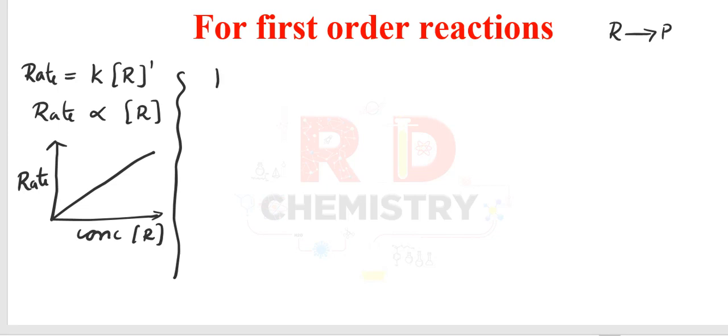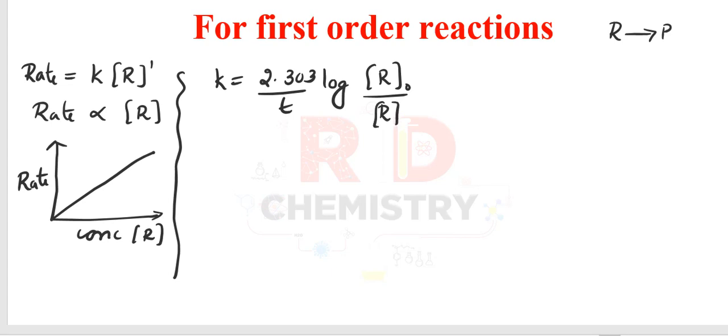We have the integrated rate equation K is equal to 2.303 divided by T, log of initial concentration R naught divided by final concentration R at time interval T.